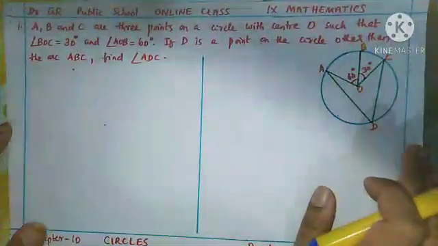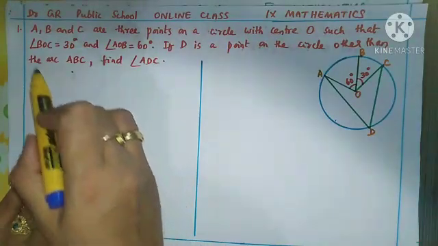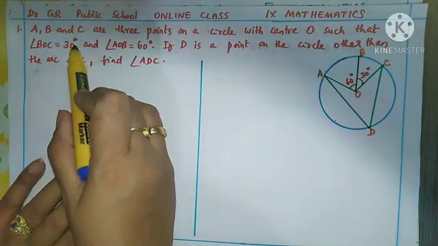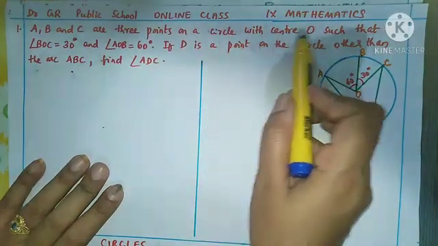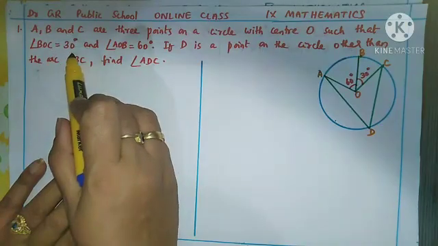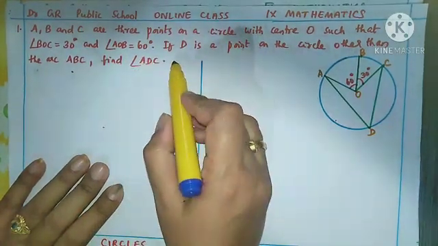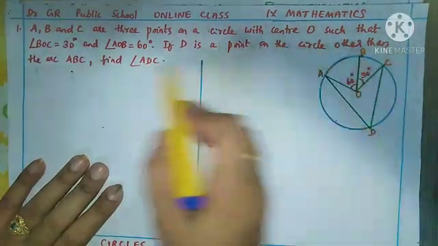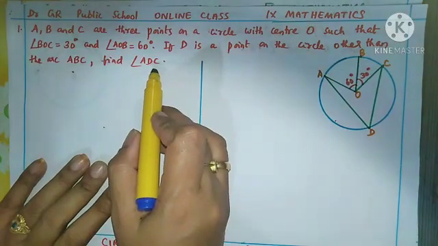Now listen to the problems from your exercise. First problem: A, B and C are 3 points on a circle with center O such that angle BOC is equal to 30 degrees and angle AOB is equal to 60 degrees. If D is a point on the circle other than the arc ABC, find angle ADC.